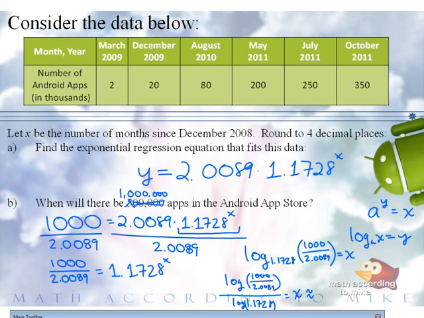I think that's right. I got 38.96. I'll write it over here. So you should say log parenthesis, 1,000 divided by 2.0089 parenthesis divided by log 1.1728. And will we get 38.96?